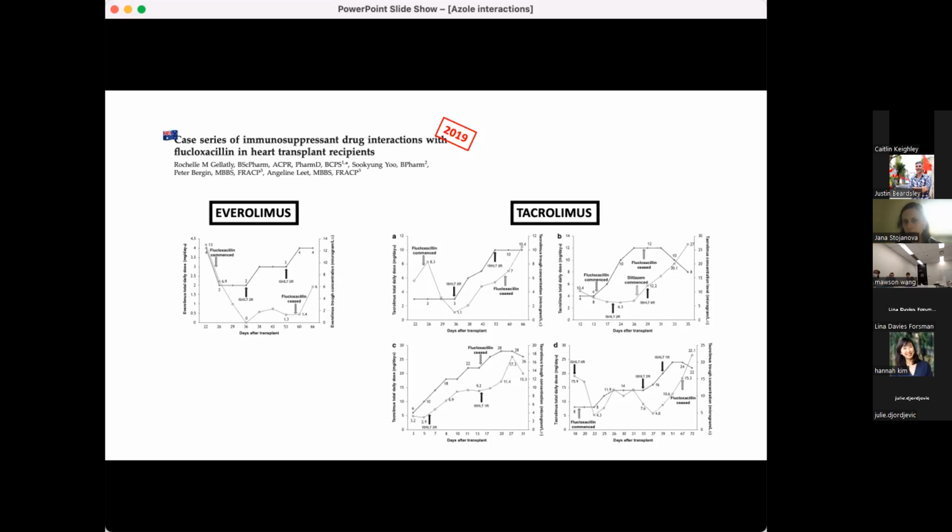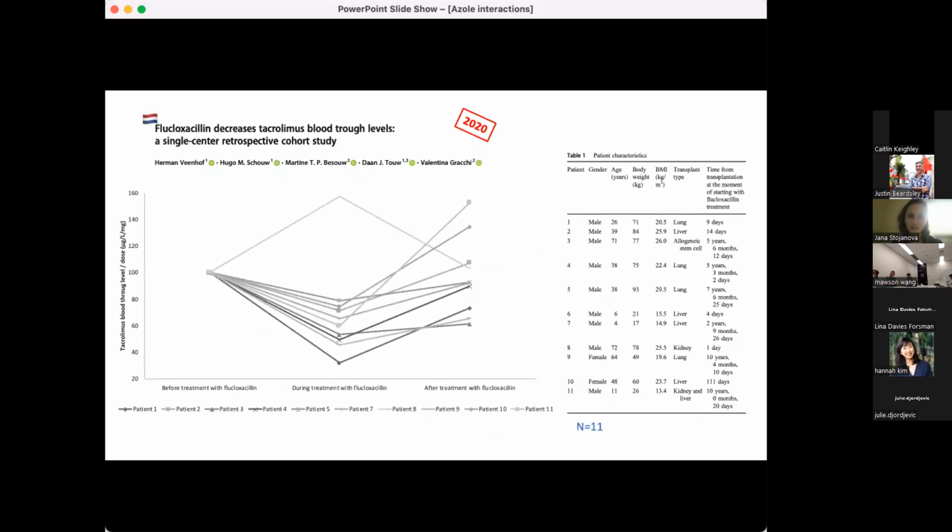More recently, we've seen a case series of immunosuppressant drug interactions with flucloxacillin in heart transplant recipients. The really important thing to note here is that in all 4 cases, we saw rejection episodes. So this was a clinically significant interaction. Just note that we are increasing the dose for most of these. And as you can see, the concentration of, in particular, tacrolimus tends to follow the dose increase, which is not the case for some people with voriconazole. So you could give them bucket loads of voriconazole and still not elevate that low concentration.